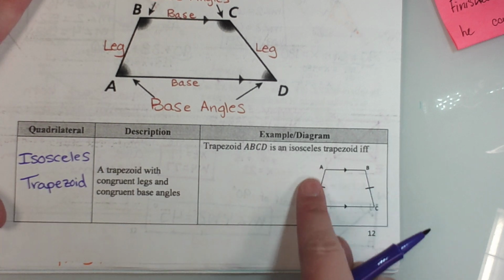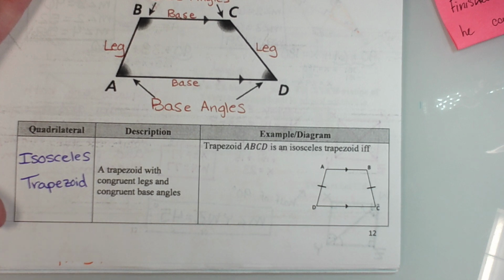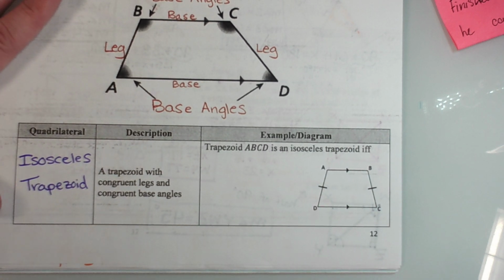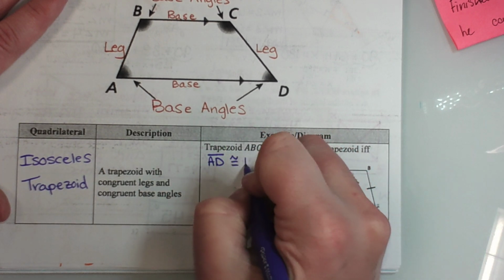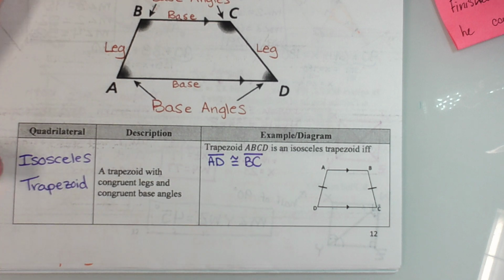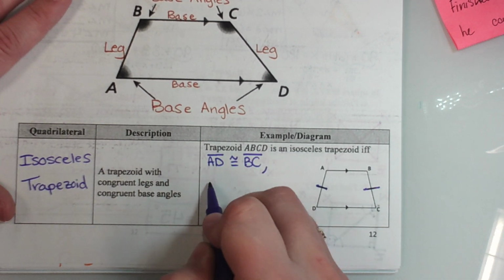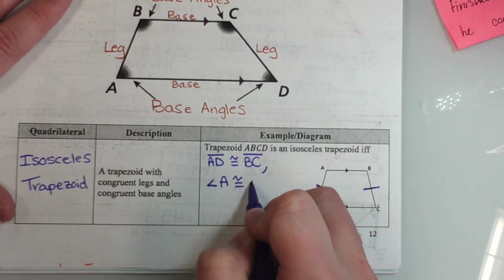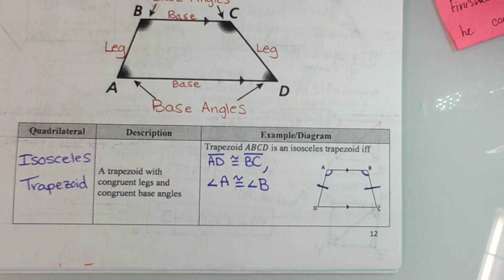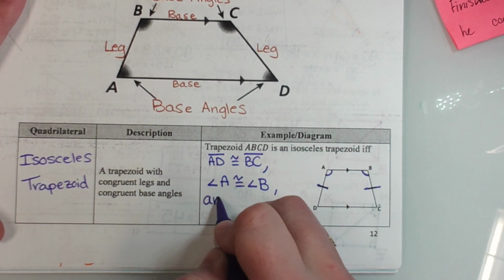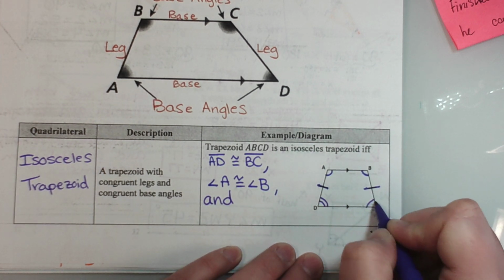So, this trapezoid right here, and I know it's a trapezoid because it has just one pair of parallel sides, is an isosceles trapezoid if AD is congruent to BC, which is already marked on here. But we're also going to have angle A congruent to angle B because those are two angles connected by the same base. And the other pair of base angles is also congruent. Angle D is congruent to angle C.